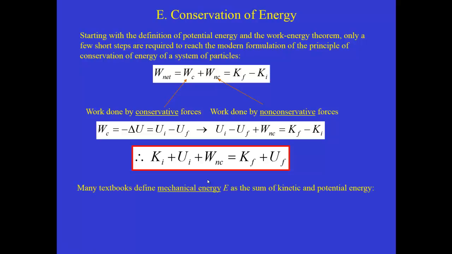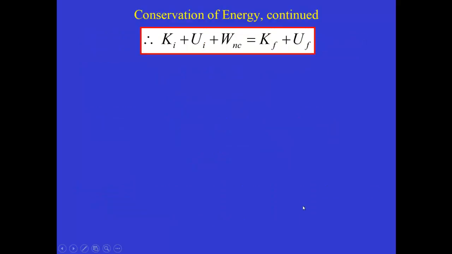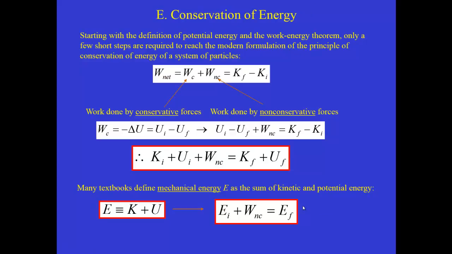And for that reason, a lot of textbooks define the sum of the kinetic and the potential energy of an object as its mechanical energy. So capital E could be used to define this mechanical energy. The three bars mean that that's a definition. So if we adopt that definition, then our master equation for the conservation of energy could be rewritten in slightly simpler form as E sub I plus the work done by non-conservative forces is equal to E sub F. Okay? And if you write down this as your starting point, you just have to remember that E includes both kinetic and potential energy.